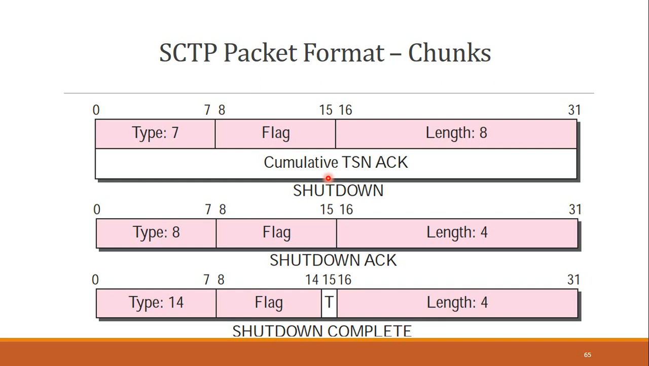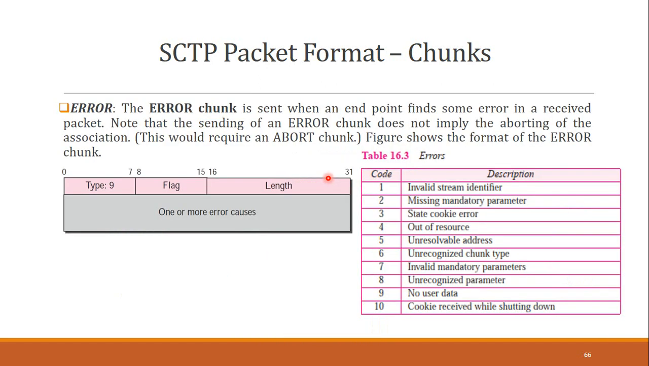Now, then we have the error chunk. The error chunk is sent when an endpoint finds some error in a received packet. Note that the sending of an error chunk does not imply the aborting of the association. This would require an abort chunk. The figure over here shows the format of the error chunk. So this is the diagram of the error chunk.